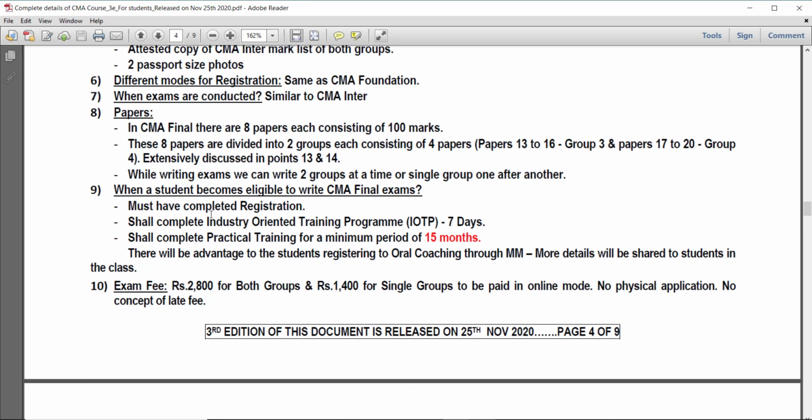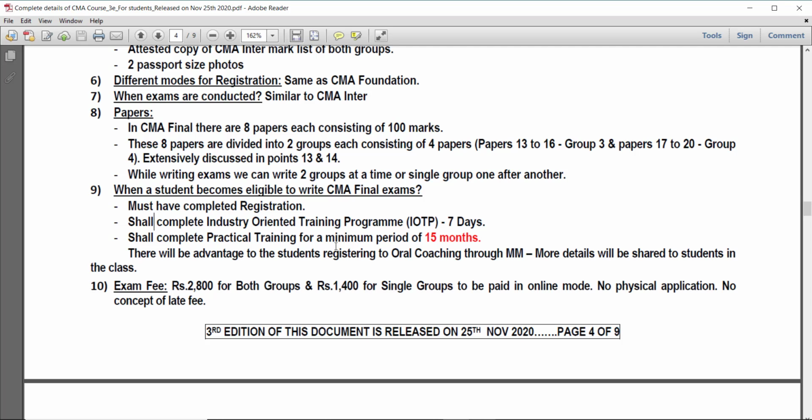So when does a student become eligible to write CMA final exams? This is the important thing. He must have completed registration to the CMA final course, and he should also complete IOTP, that is the industry oriented training program, which is conducted for 7 days. You should also complete practical training for a minimum period of 15 months.